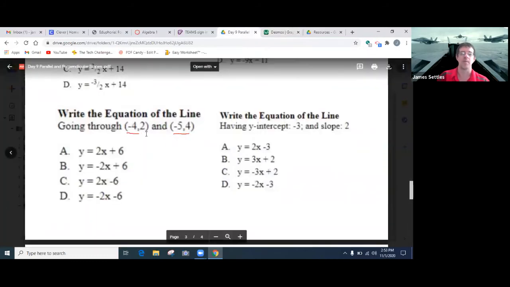And remember, you do have to match both points. On the last quiz, I tried to trick some kids because one of the points worked and they picked it as the answer, but the second one didn't. And so if there's 2 points, you got to check both of them.